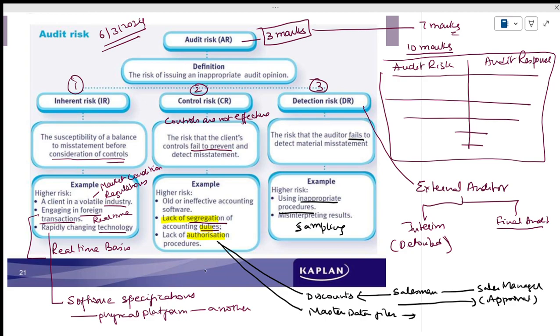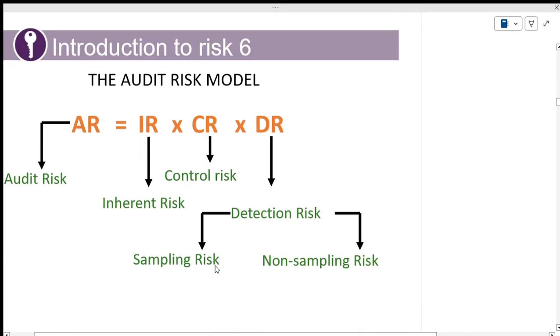There is an inherent risk, there is a control risk, and there is a detection risk. Inherent risk is before consideration of controls. Control risk fails to prevent and detect material misstatement. Detection risk fails to detect material misstatements. In the examination there will be a question on this, almost 8 marks. What audit risk consists of? Audit risk consists of inherent risk, control risk, and detection risk.